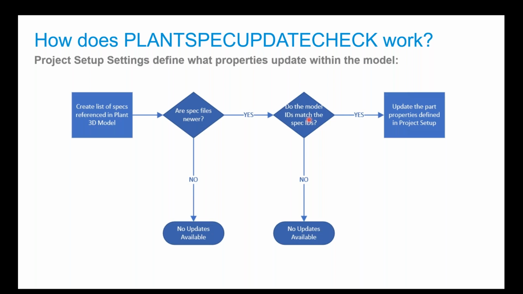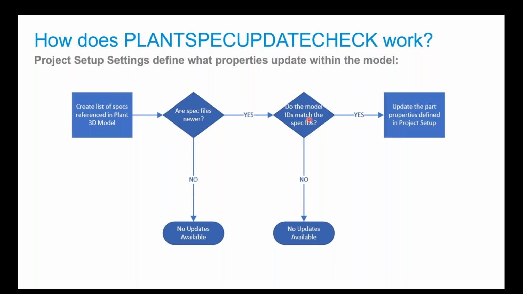And now the next thing that you need to look out for is, do the model IDs match the spec ID? We talked about the plant spec update check, how it works, how the auto update works, how the connectivity works. But also, as in the beginning, we talked about the ID match. Make sure you check the ID match before you even run this command, just to avoid any ID mismatch and create further confusion to the parts that you have inserted within the model. Just check the model IDs match with the spec IDs. And if they match, I don't think you need to run the plant spec update command at this moment. Just leave it as it is.